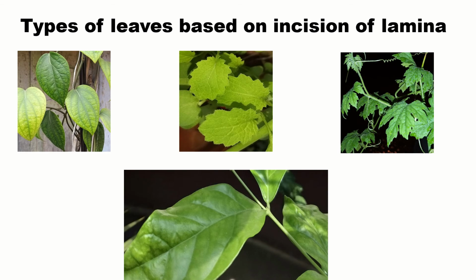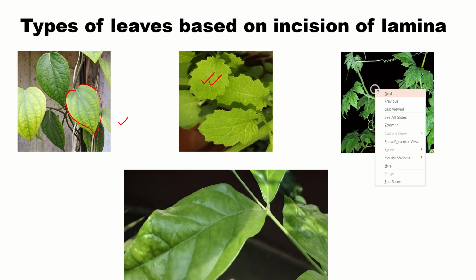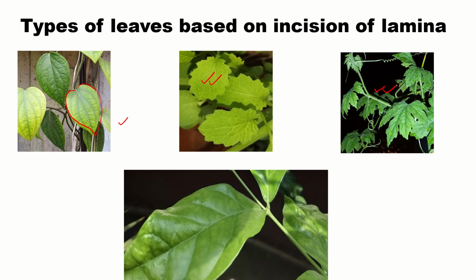Next we'll come to types of leaves based on incision of lamina. Fine. Now, based on this incision of lamina, there are many types of leaves. So this is just a very brief overview. See, this one is the leaf of black pepper. See, it is entire. It is entire. This is from Brassica. This is from Cucurbitaceae family, bitter gourd.